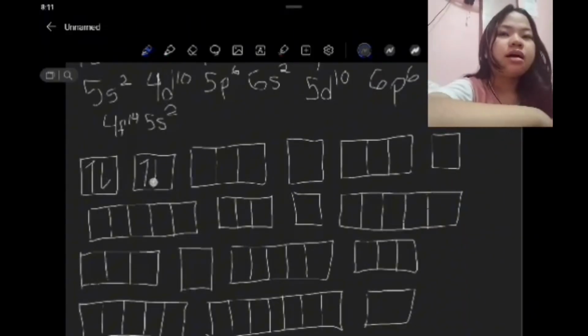When making an orbital diagram, we should always remember Hund's rule before we put the electrons in the box.